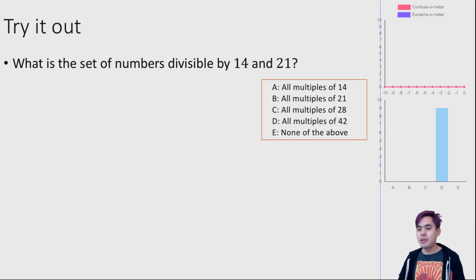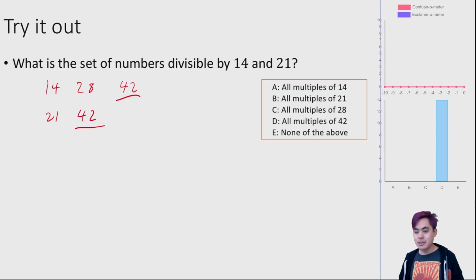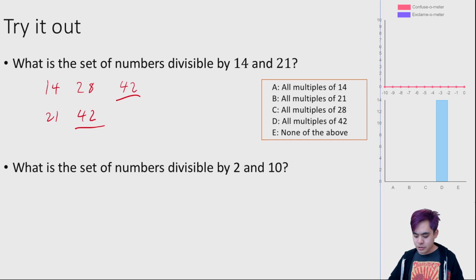Okay, looks like we have a lot of people going for 42. Well, let's see. So 14, 28, 42, and we have 21, 42. So yes, the least common multiple of them is indeed 42. Okay, let's try another one. What's the least common multiple of numbers divisible by 2 and 10?